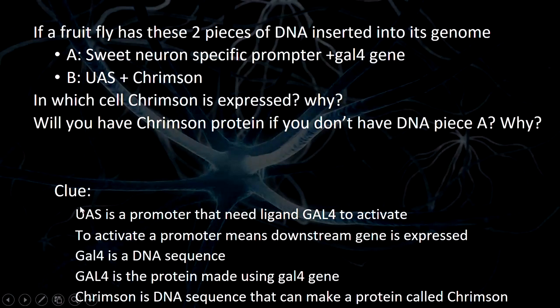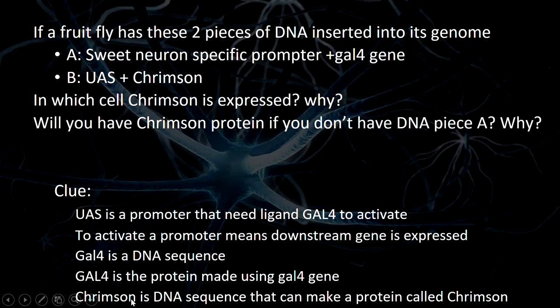Okay, here are some clues. First, UAS is a promoter, and that will need the ligand GAL4 to activate. We talked about that earlier, right? To activate a promoter means the downstream gene is expressed, which means you're going to have some protein out of that. And lowercase gal4 is a DNA sequence, and GAL4, the capitalized one, is actually the protein that is made using this GAL4 gene.